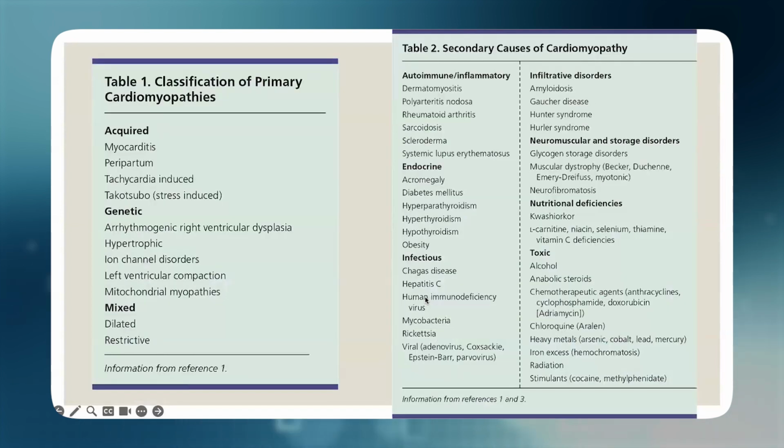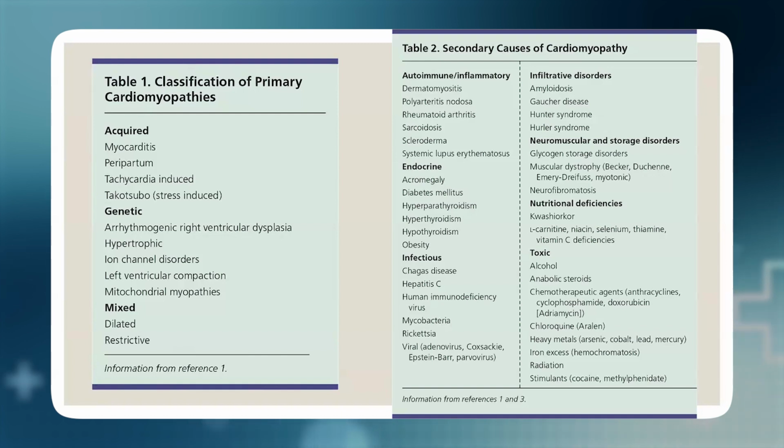So these are the etiological types of primary and secondary cardiomyopathies. You don't have to remember every one, but go through the list once, because there are many clinical scenarios that will come, especially in MRCP2. So you need to remember in which diseases you can expect cardiomyopathy as well. Primary cardiomyopathies can be acquired, genetic, or mixed.